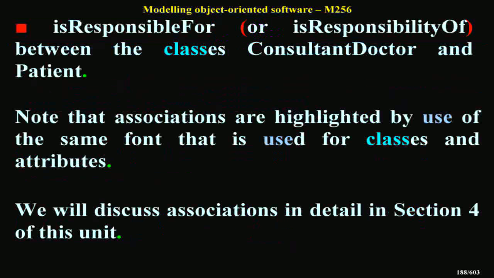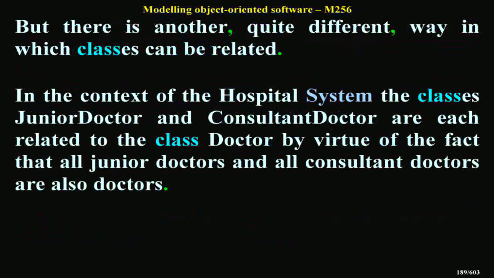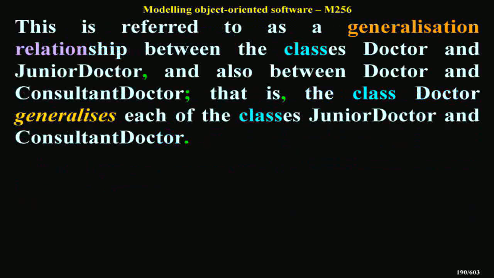We will discuss associations in detail in section 4 of this unit, but there is another, quite different, way in which classes can be related. In the context of the hospital system, the classes junior doctor and consultant doctor are each related to the class doctor by virtue of the fact that all junior doctors and all consultant doctors are also doctors. This is referred to as a generalization relationship between the classes doctor and junior doctor, and also between doctor and consultant doctor.